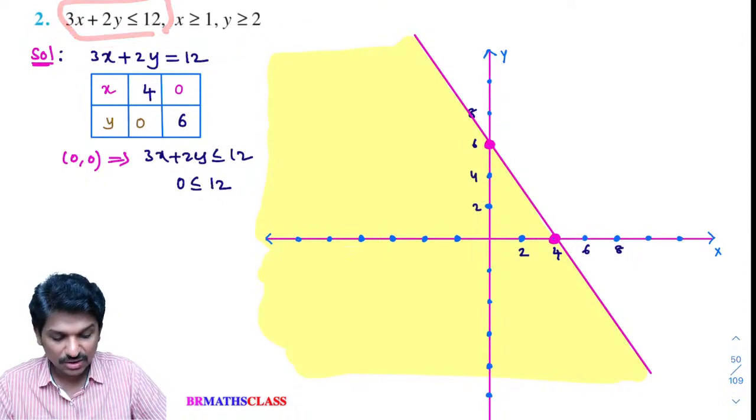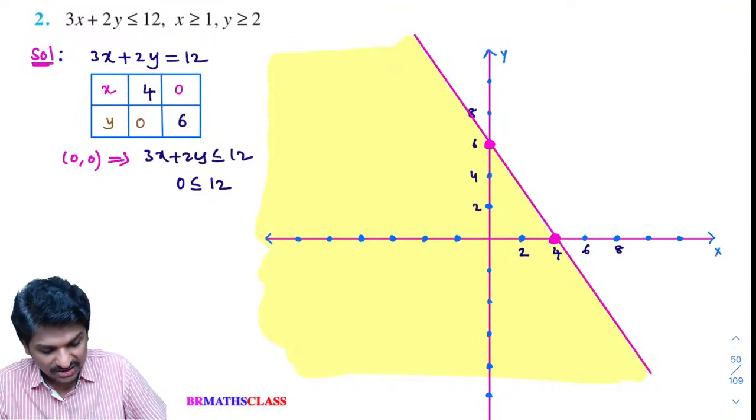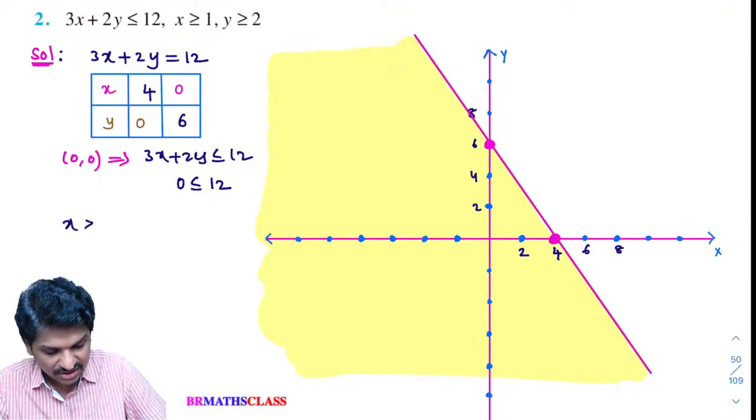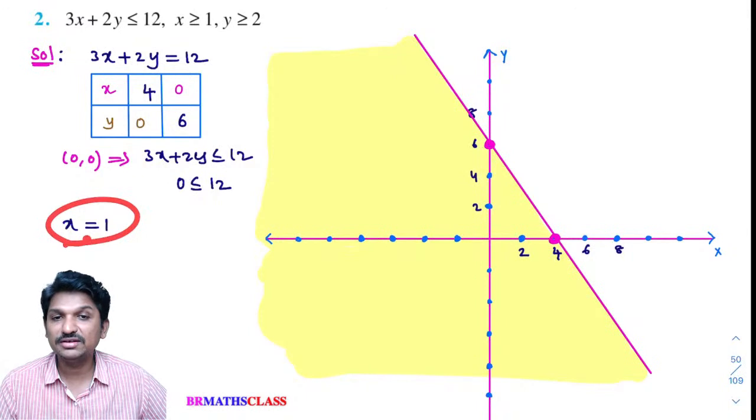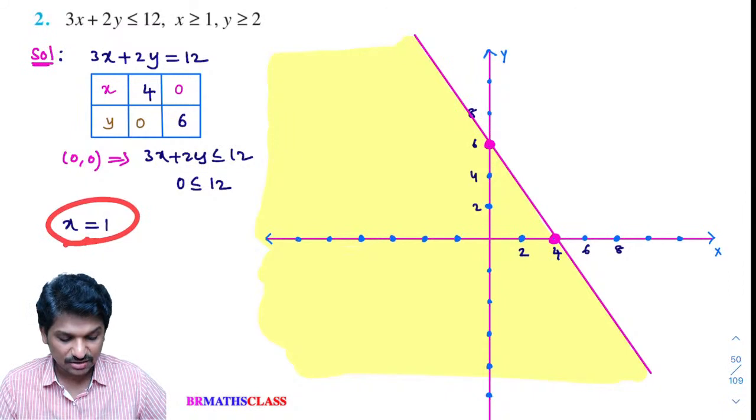Now come to the second one. Here x greater than or equal to 1 is there. You remove the greater than or equal to and write 1. This is of which form? x equal to k form. What do you know about x equal to k? x equal to k is a straight line which is parallel to the y axis. So you need to draw a line parallel to the y axis at x equal to 1.